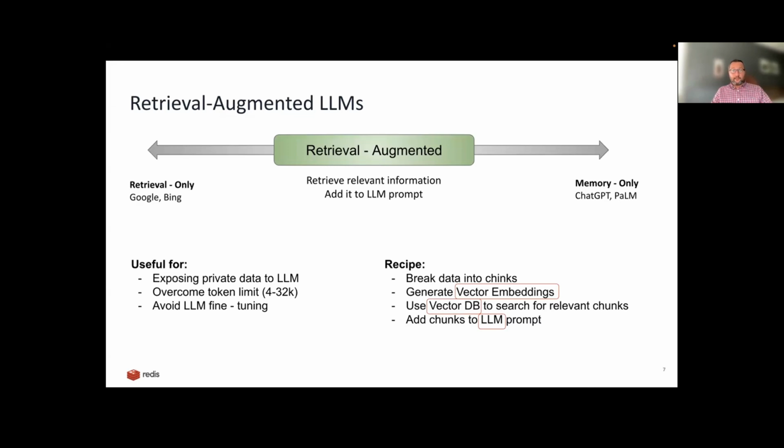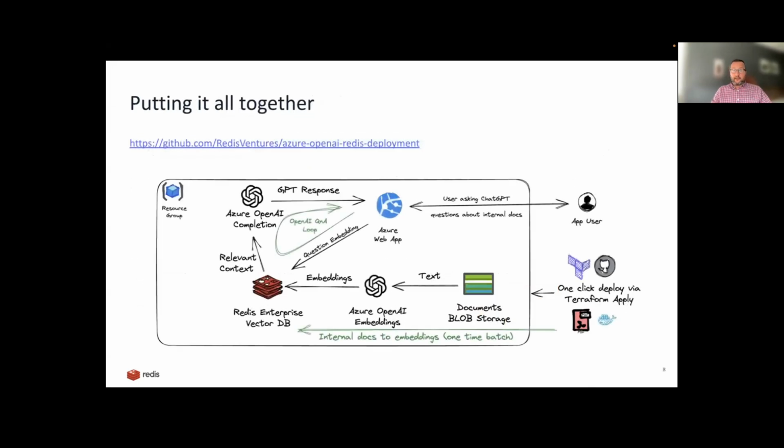So if you put that all together, that's the diagram that we created alongside Microsoft, building a reference implementation of a chat-with-your-private-documents solution for Azure. In this case, we use Azure OpenAI embeddings. It's the same as the embeddings of ChatGPT.